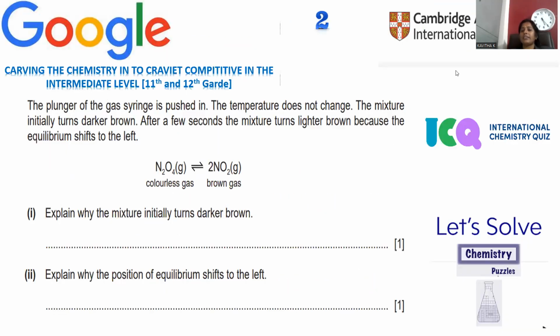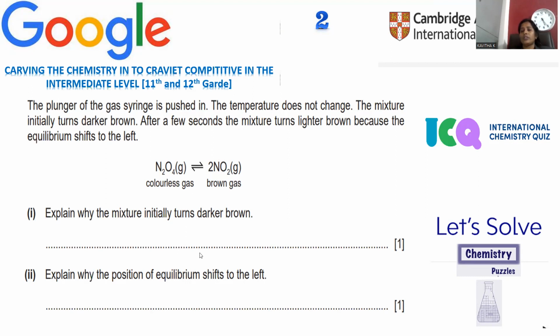Question number 2 is collected from Cambridge Assessment International Education. The plunger of the gas syringe is pushed in. The temperature does not change. The mixture initially turns dark brown. After a few seconds, the mixture turns to light brown because the equilibrium shifts to the left side. Whenever the reaction is carried out, N2O4 gives rise to 2NO2. This is called decomposition followed by dimerization. So N2O4 is the colorless gas. NO2 is the brown color gas.